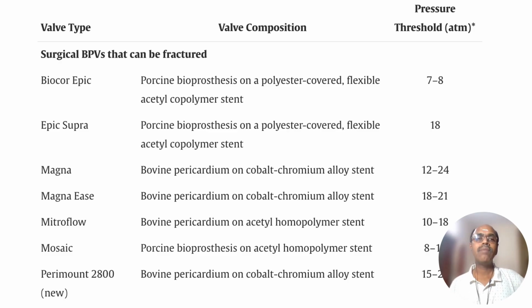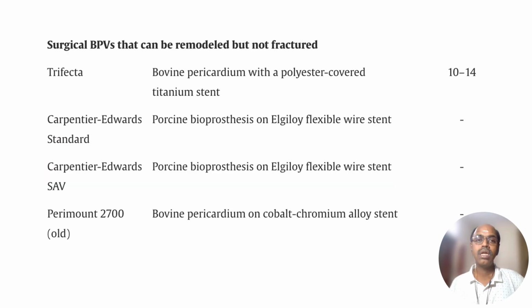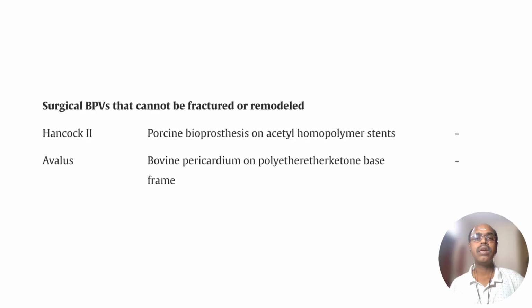So the valves that can be fractured are the Biocor Epic, Supra, Magna. The valves that can only be remodeled are the Trifecta, Carpentier-Edwards standard. The valve that can neither be fractured nor remodeled is typically Hancock.